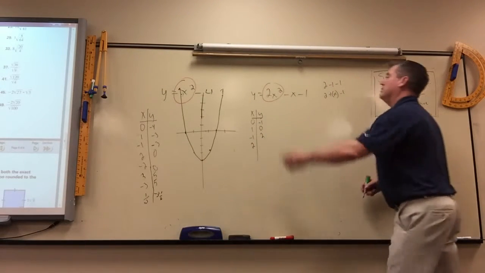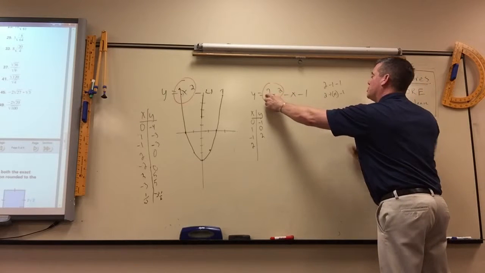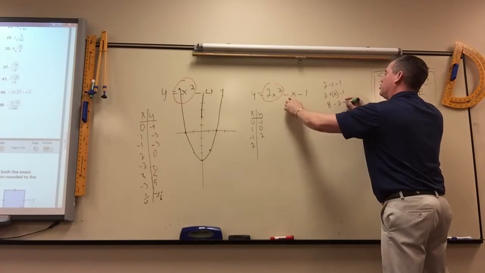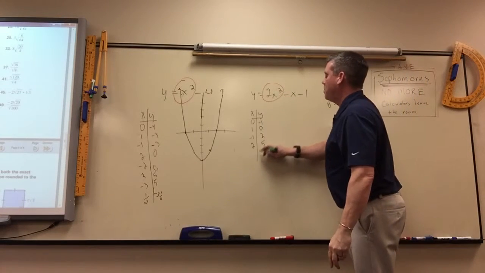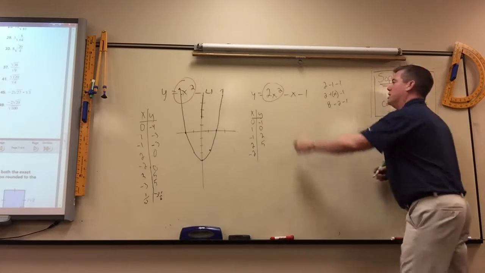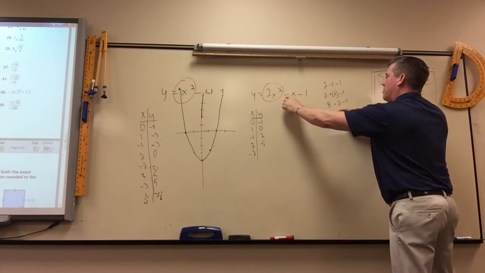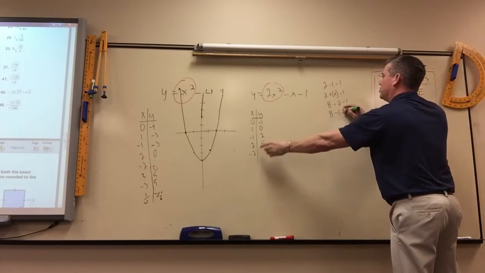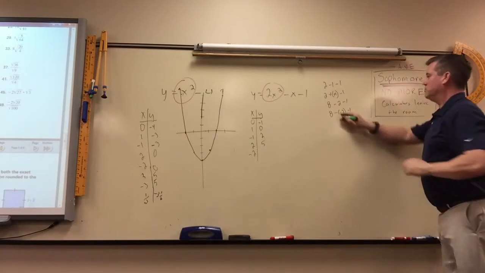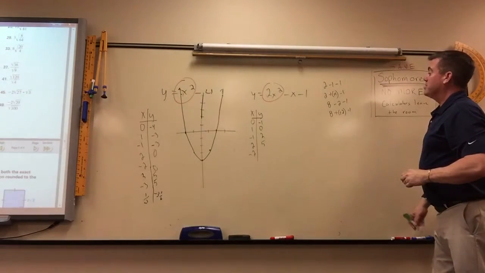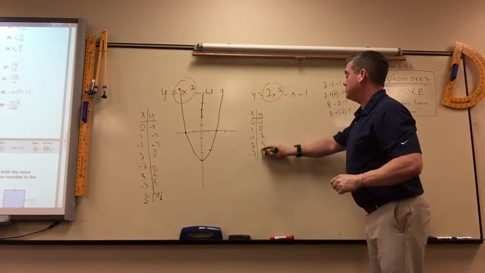If I put 2 in, 2 squared is 4 times 2 is 8. Take away 2, take away 1 is 5. If I put negative 2 in, again, that's going to be squared, so this still turns to 8, but then it's minus, now I've got a negative 2, minus 1. That is 7, or 9.